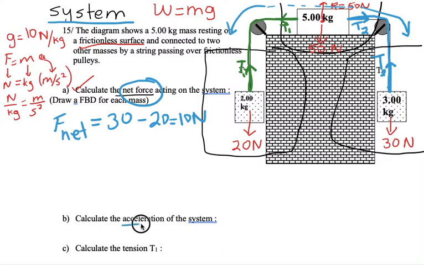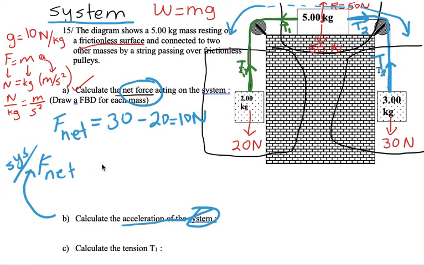Now we're looking for the acceleration of the system. So I'm going to do F net. So this is the solution of part B over here. F net on the whole system. Okay. This is equal to 10 newtons. And it's going to be equal to mass of the whole system times the acceleration of the whole system.